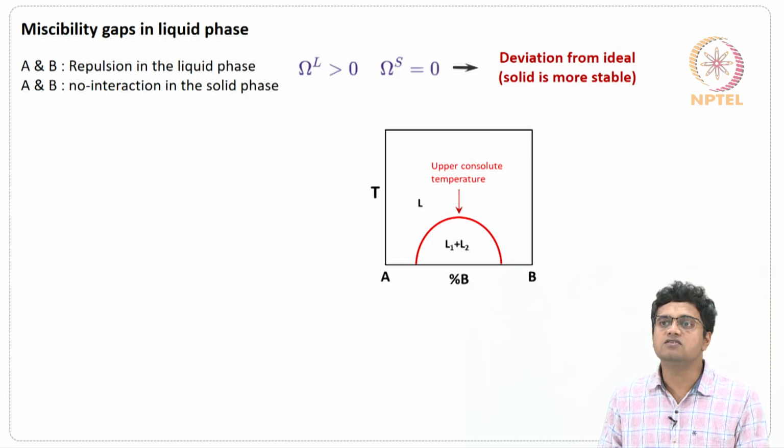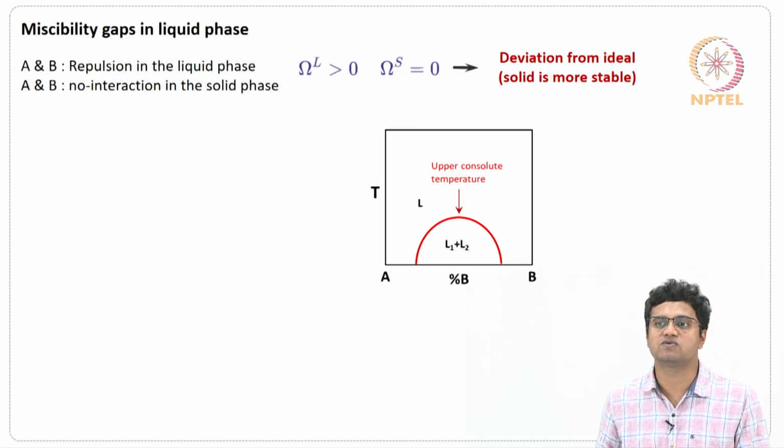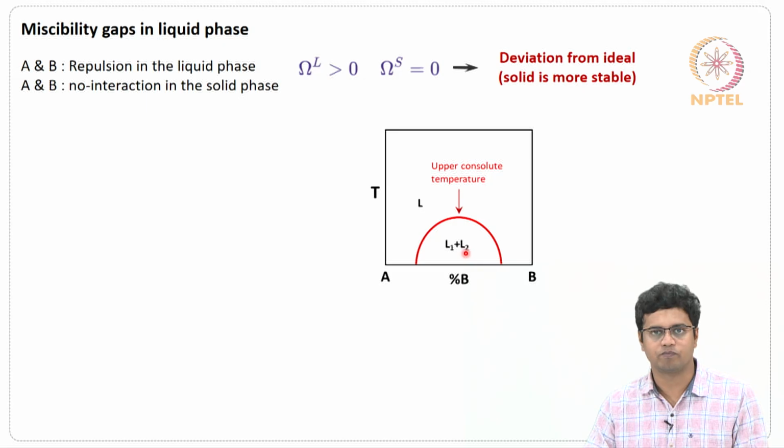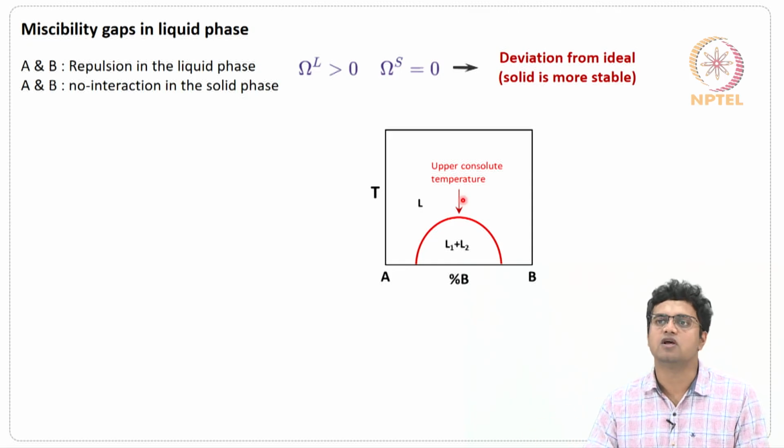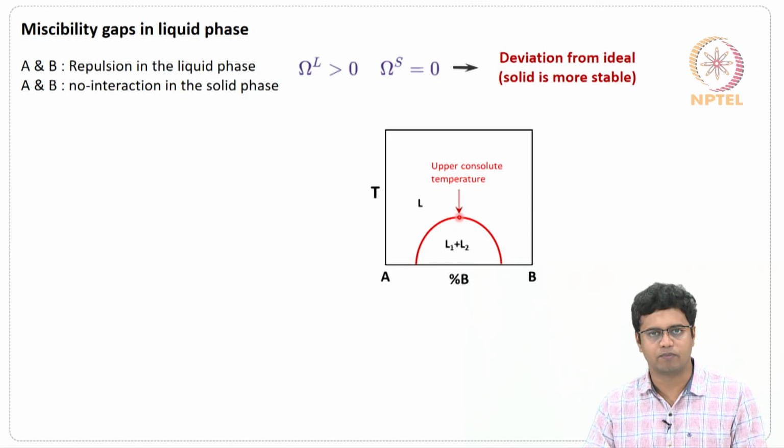Now this gives you the behavior drawn in this way, temperature versus composition of B on the x-axis, and you see there is a miscibility gap. The miscibility gap houses two liquids, liquid 1 and liquid 2, and outside that you have only pure liquid. This is the second type of binary phase diagram in our classification, a purely synclinal type of phase diagram. This dome is shaped in a way that above this temperature there exists complete miscibility. This is called the upper consolute temperature.